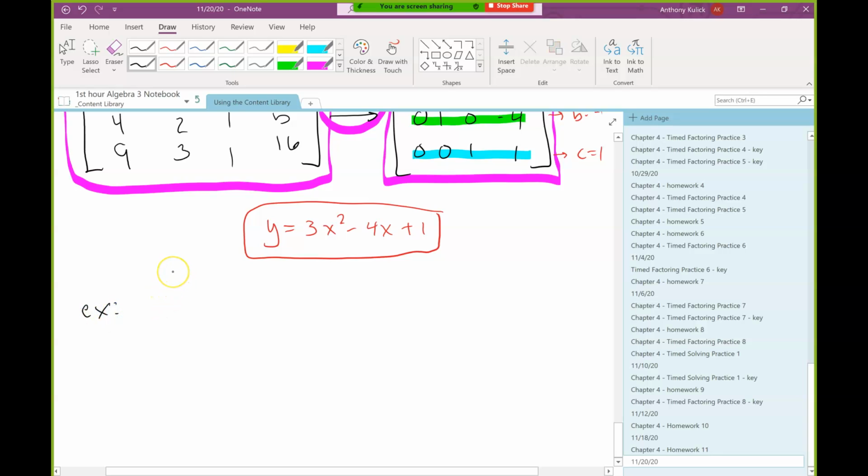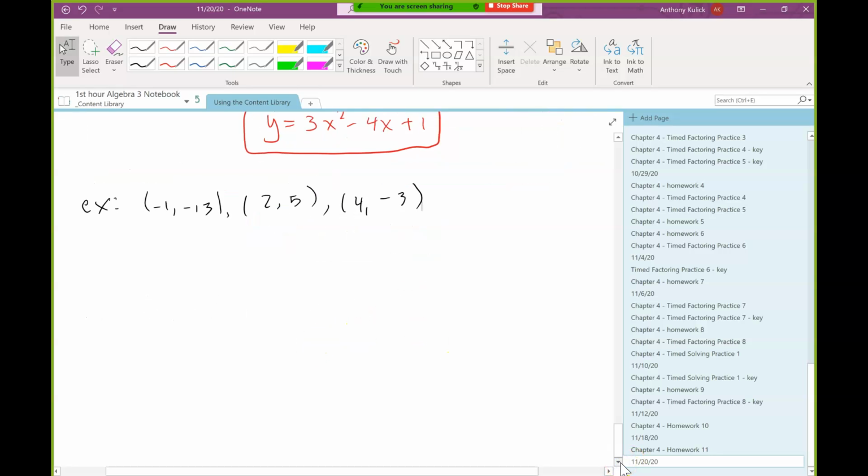So here's a new set of 3 points. So we have -1, -3. 2, 5, and then 4, -3. Okay, so let's say we'll come back together at say like 8:35, and kind of run through what to do here.